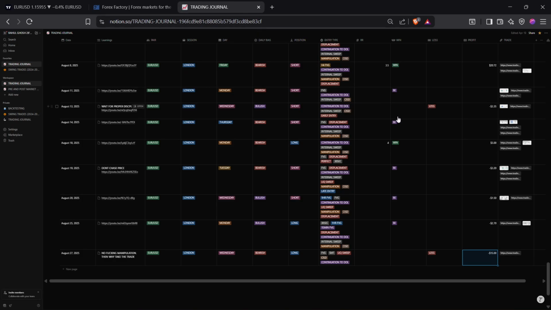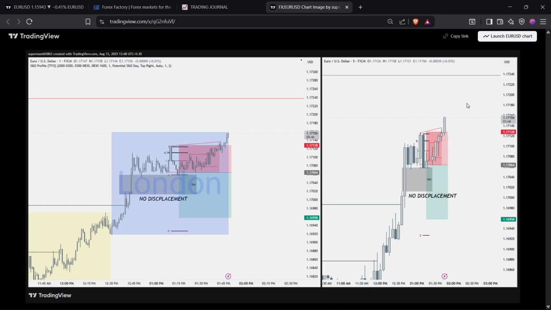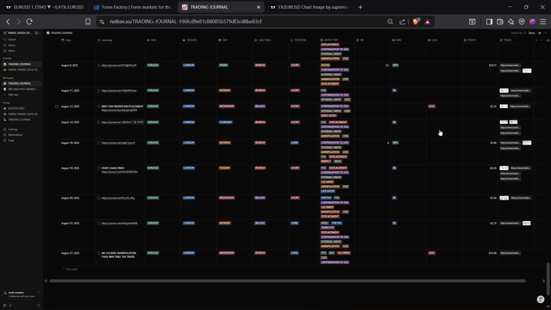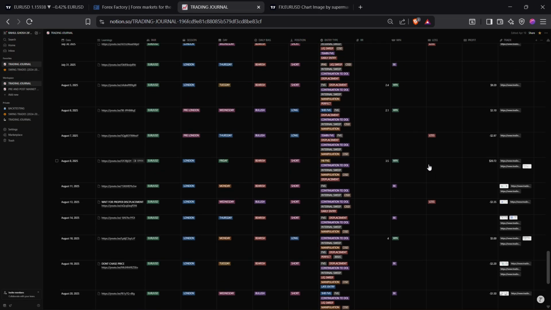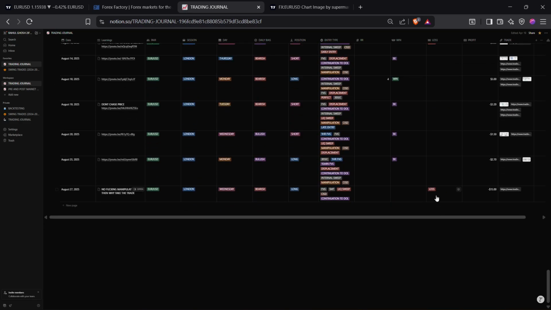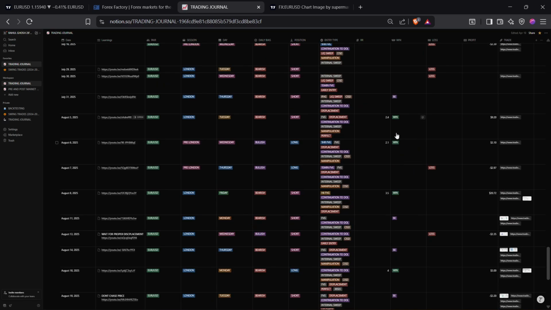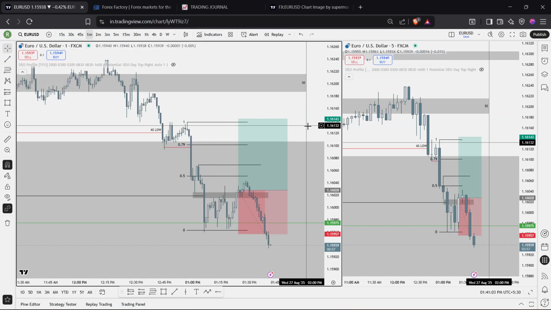This is the first loss in like 1, 2, 3, 4, 5 trades. The last loss I had was around August 13th. So this month, I think it went pretty well. You see, in total in August, I've taken only 3 losses. Most of them are break even and 4 were wins. So I'm pretty okay with myself.